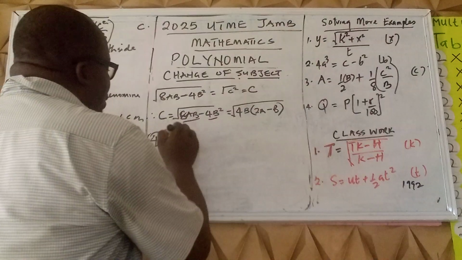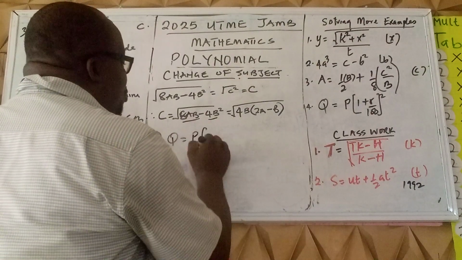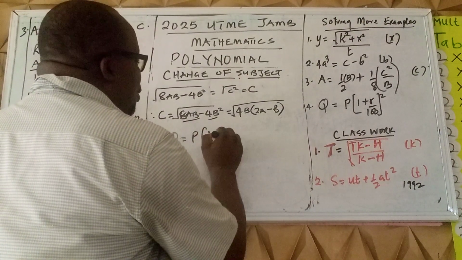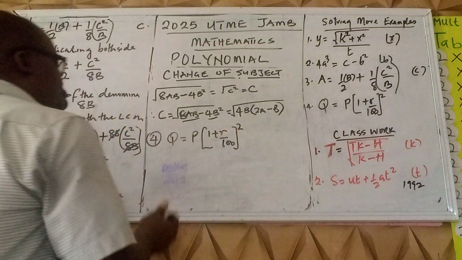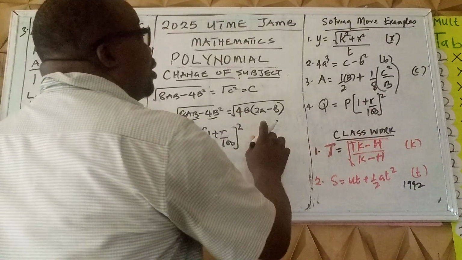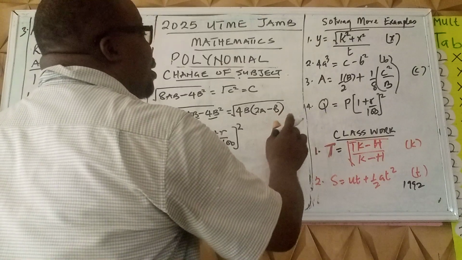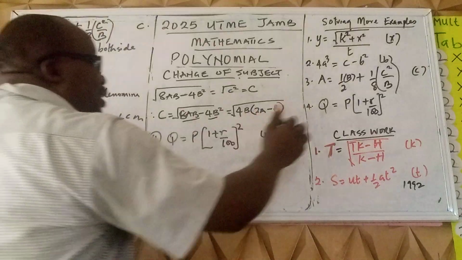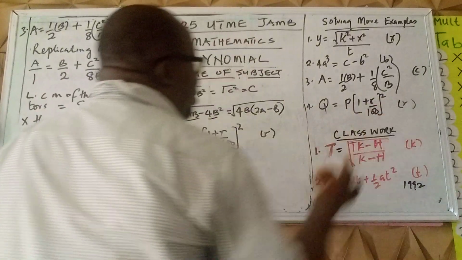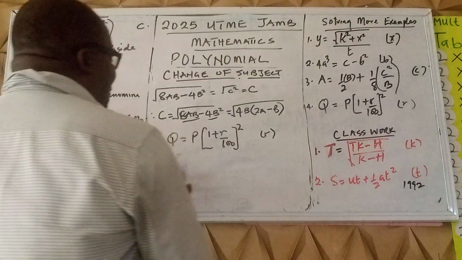So let's look at question 4. We have Q equal to P, open bracket, 1 plus R over 100, close bracket, raised to the power 2. So what do I do? The question wants me to make R the subject of formula. I'm making R the subject of formula. So what do I do first?